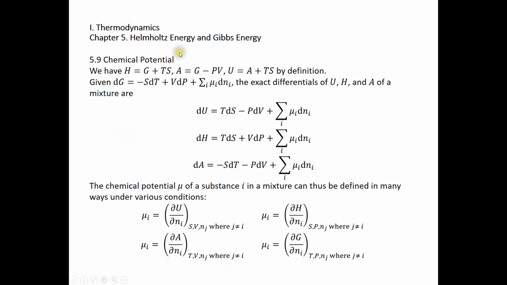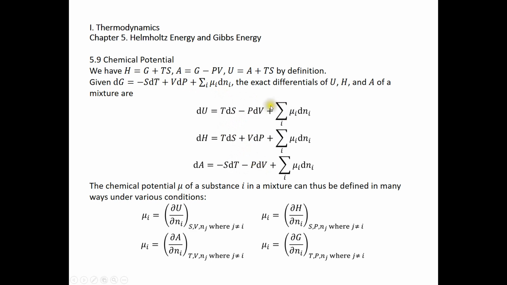We have learned a few equations about U, H, A, and G. H is G plus TS, A is G minus PV, U is A plus TS. By using these equations and also the equation of dG in terms of chemical potential, we get three other equations for dU, dH, and dA in terms of chemical potential, here, here, and here. And you can see this equation and the three other equations are very similar to each other. You basically just replace this negative S dT plus V dP with different expressions that we have learned before.